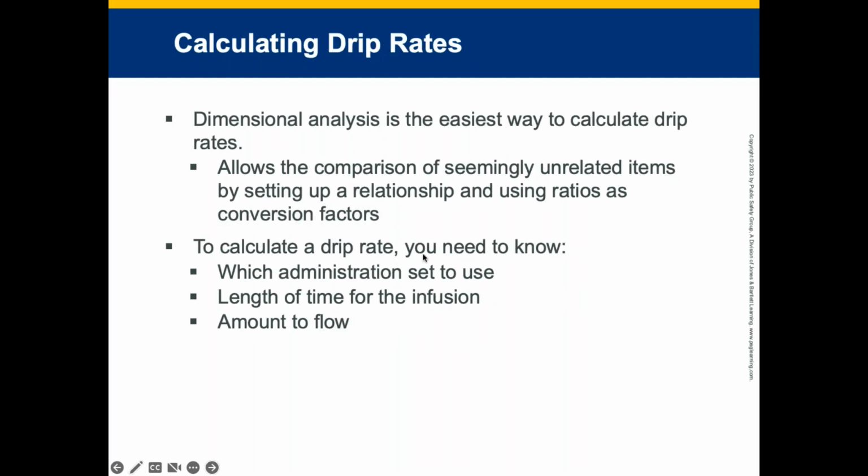All right, so calculating drip rates. When you administer IV fluids, you'll need to calculate the drip rate. We don't have the ability to use IV pumps, not at the advanced level. One of the easiest ways to calculate the drip rate is to use dimensional analysis. Dimensional analysis allows you to compare seemingly unrelated items by setting up a relationship and using ratios as conversion factors.